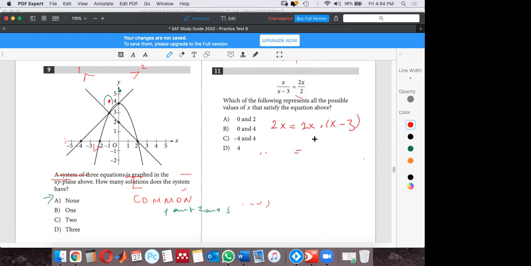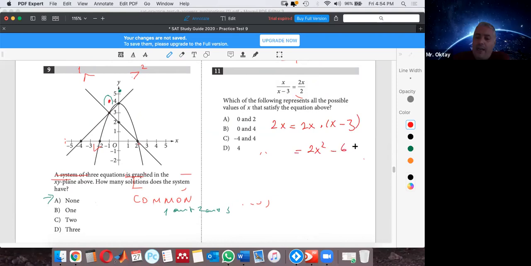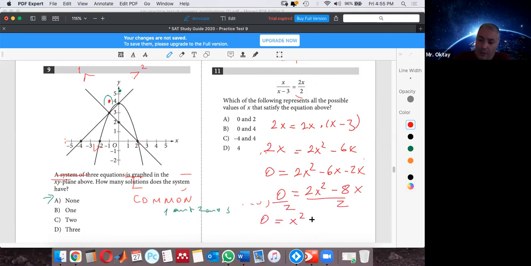Yes, sir. And then 2x squared minus 6x is 2x. So 0 is equal to 2x squared minus 6x minus 2x. 0 is equal to 2x squared minus 8x. Divide by 2, divide by 2. 0 equals x squared minus 4x. So 0 equals x times x minus 4.